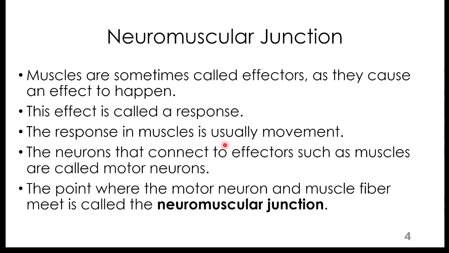Muscles are referred to as effectors as they cause an effect to happen. The effect is usually movement, and every muscle fiber is innervated. It has a connection to a neuron, and these neurons that innervate muscles are referred to as motor neurons. The point where the motor neuron and the muscle fiber meet is referred to as the neuromuscular junction.